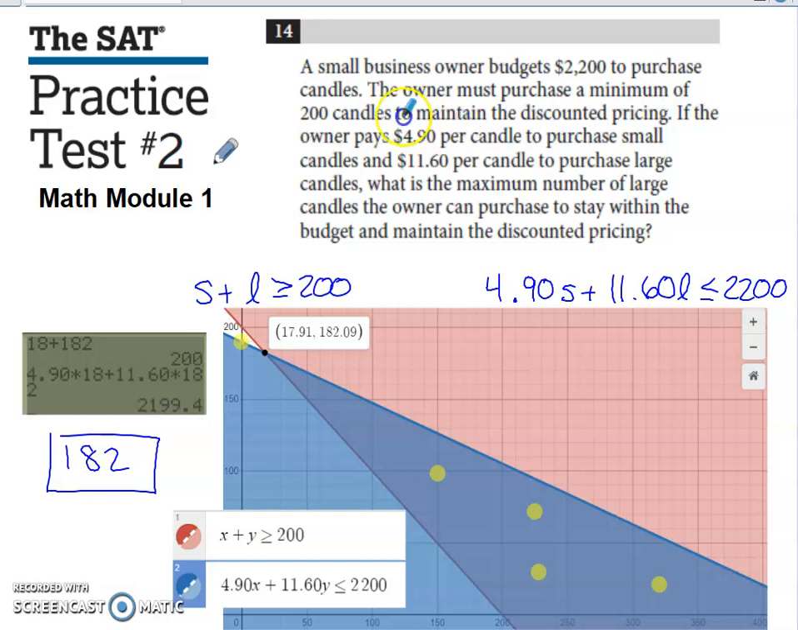It doesn't say I have to have more than 200 candles purchased. It says I have to have that being the minimum number. So I do maintain the discounted pricing if I purchase exactly 200 candles. Do I stay within budget? So if I purchase 18 smalls and 182 larges, I end up spending $2,199.40, which is 60 cents under budget. The most large candles you can purchase while maintaining the discounted pricing and staying within budget is 182.